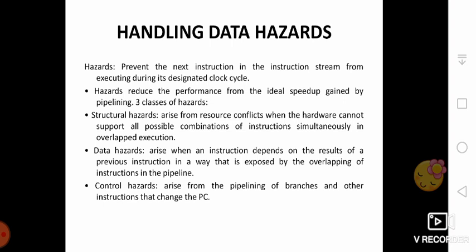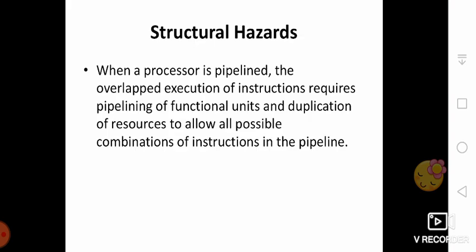The first one is structural hazards. When a processor is pipelined, the overlapped execution of instructions requires pipelining of functional units and duplication of resources to allow all possible combinations of instructions in the pipeline. If some combination of instructions cannot be accommodated because of resource conflicts, the processor is said to have a structural hazard.